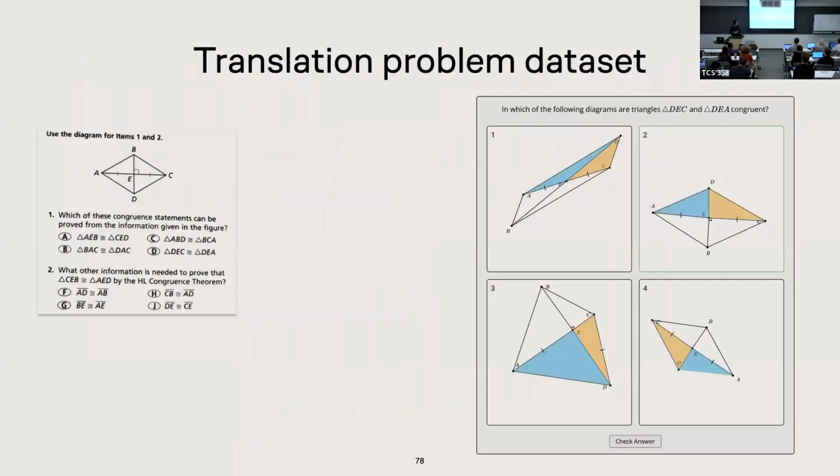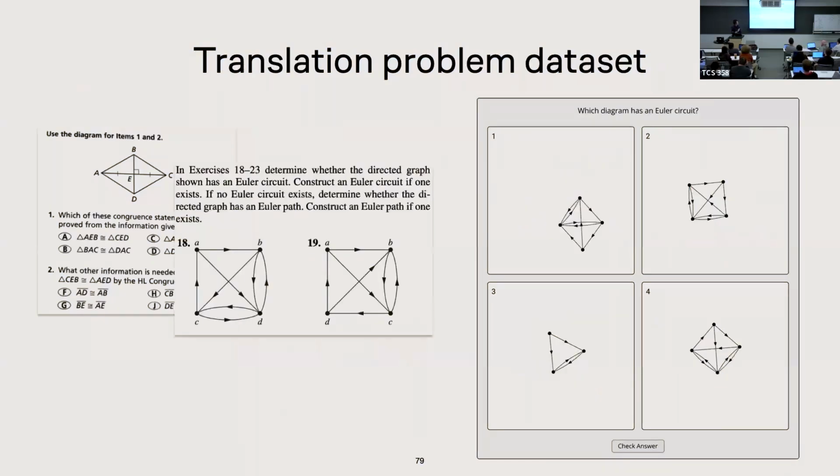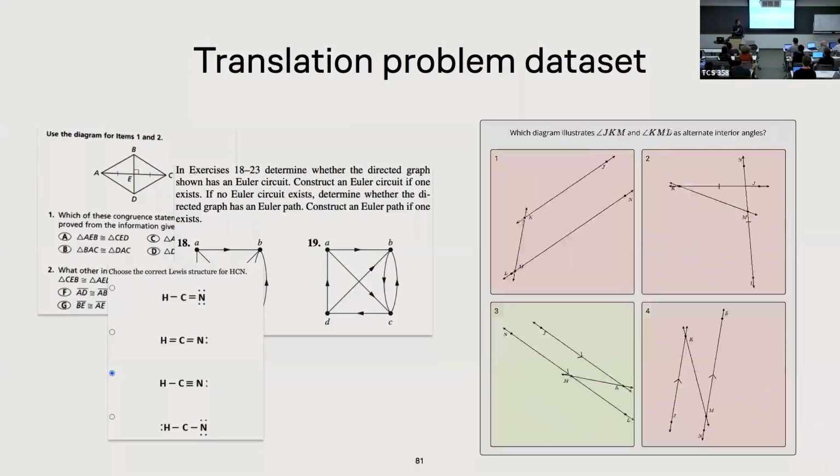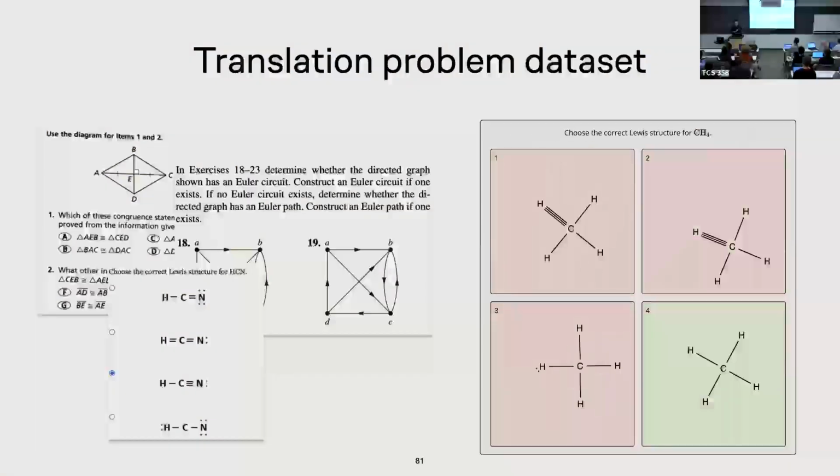So before we go into the evaluation studies, we needed some materials to run the study. So we collected a data set of translation problems from textbooks and online classes in geometry here. Also these graph-related problems from a discrete math textbook, and also these Lewis structure diagrams from an online course on General Chemistry 1. And in total, the data set contains 31 problems.